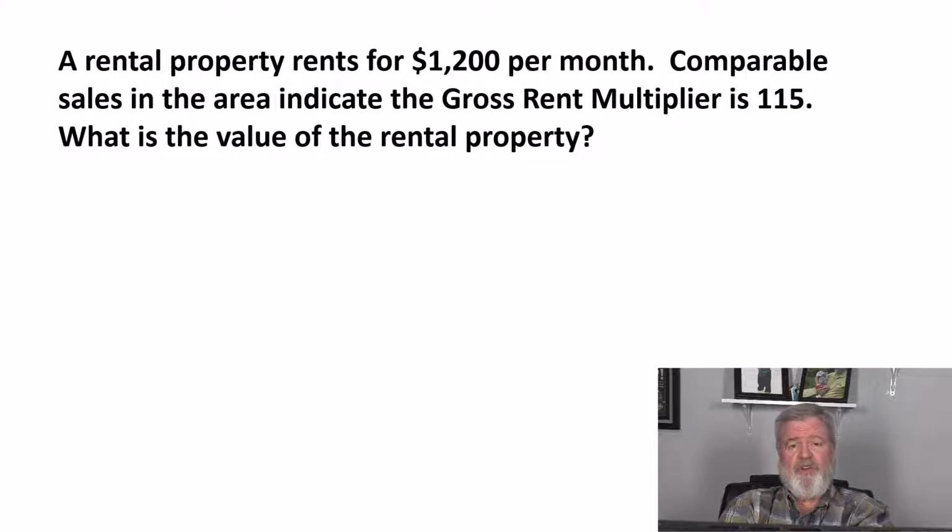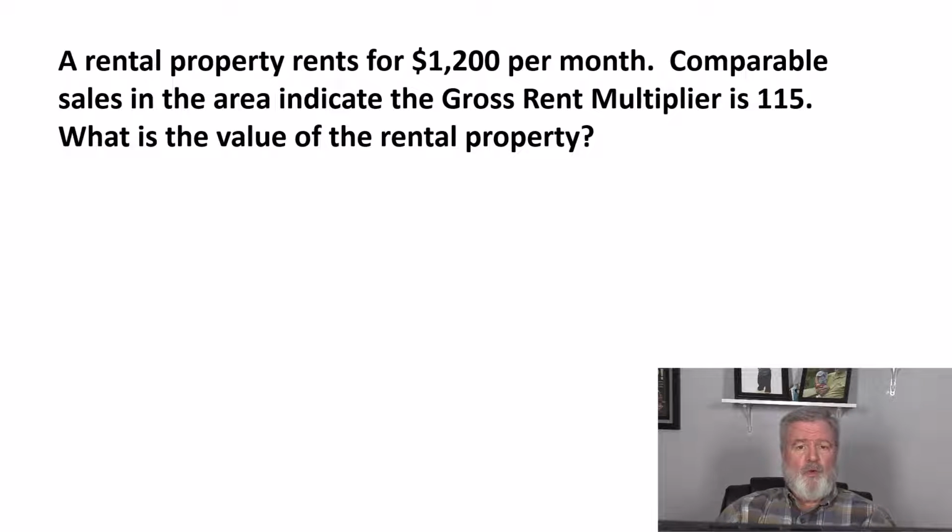But that's pretty simple right there. Again, formulas for this as well. To figure out the value of the property using gross rent multiplier, the formula is just: you take the monthly rent times the gross rent multiplier. That's all there is to it. This is pretty easy here.